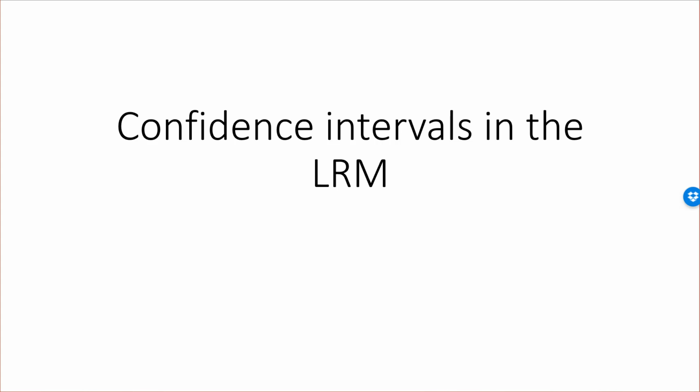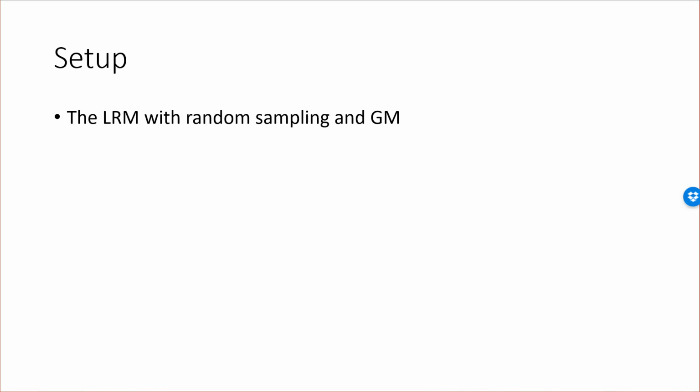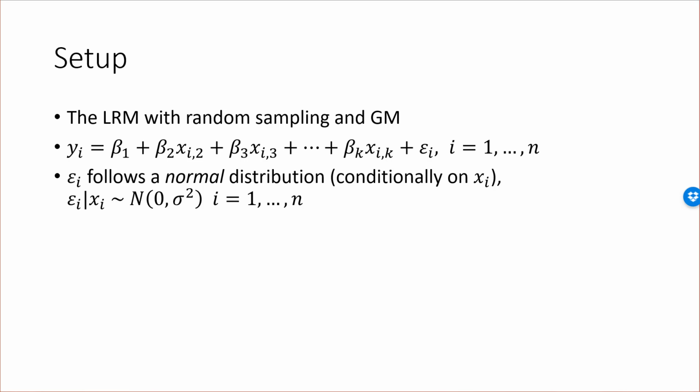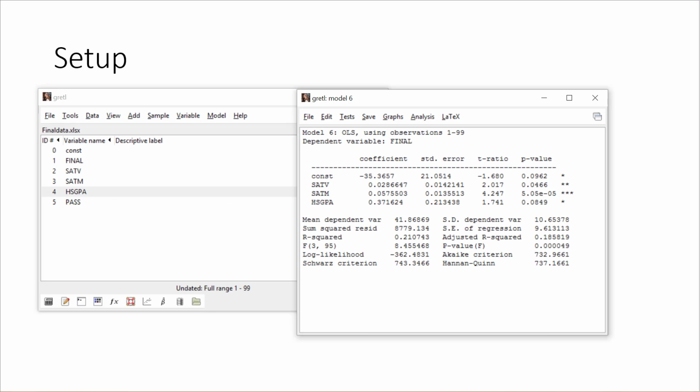So the setup is standard when we want to do inference. We have the LRM, random sampling, Gauss-Markov assumptions. The error term follows a normal distribution conditionally on x. We need that for the inference to be exactly correct. But as we have discussed, if it's not normal, it will be pretty okay as long as n is not too small.